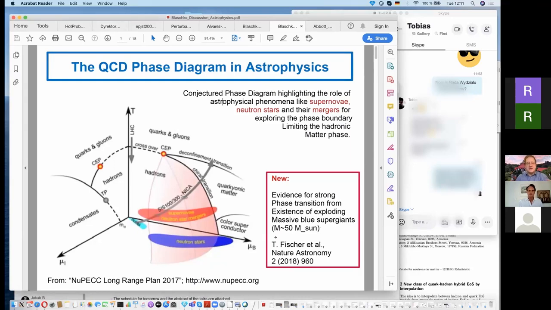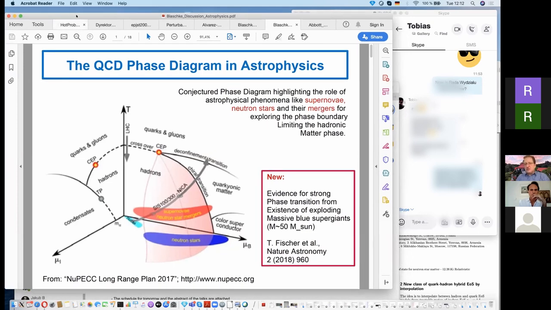Let's start the discussion. The topic is QCD phase diagram in astrophysics. I decided to prepare a few slides to power the discussion, to give some inputs. And then after this short introduction, I will ask the speakers of the main session whether they also want to inject some topics. And after that, we will open the discussion to everybody. I'm sure there are many questions to this very hot topic.